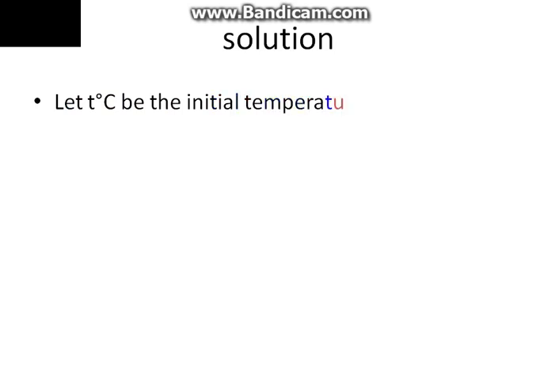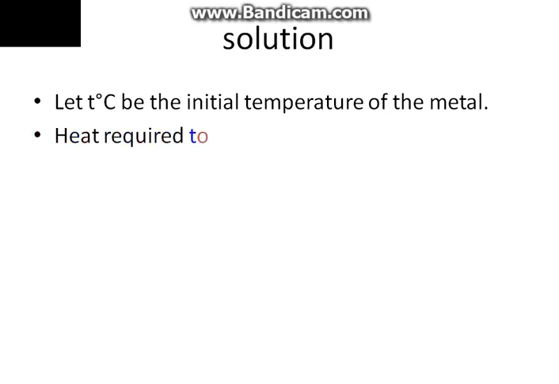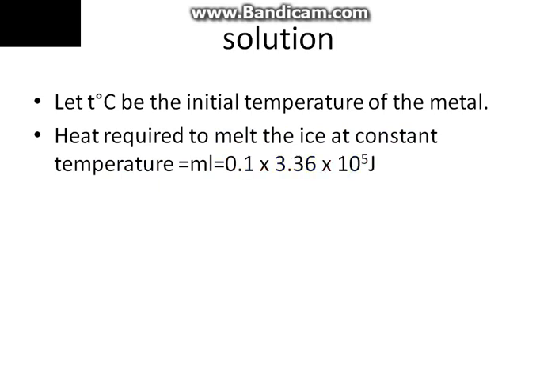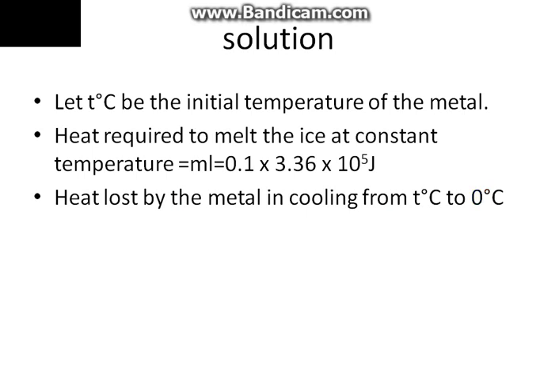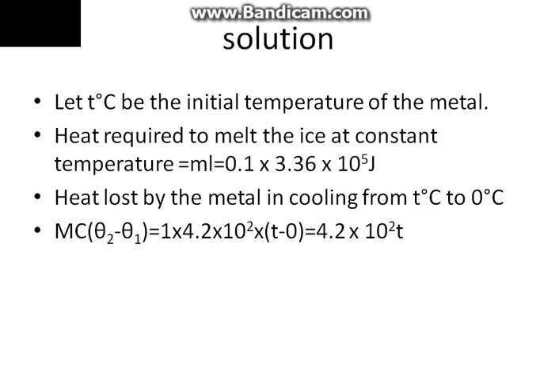Let T degrees centigrade be the initial temperature of the metal. Heat required to melt the ice at constant temperature is equal to ml. This equals 0.1 times 3.36 times 10 raised to power 5 joule. Heat lost by the metal in cooling from T degrees Celsius to 0 degrees centigrade, mc(theta 2 minus theta 1), is equals to 1 times 4.2 times 10 raised to power 2 times (T minus 0), which is equals to 4.2 times 10 raised to power 2 T.